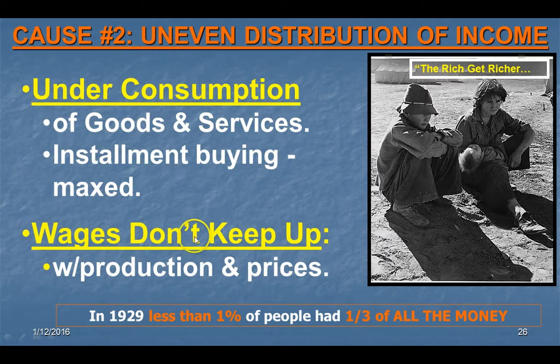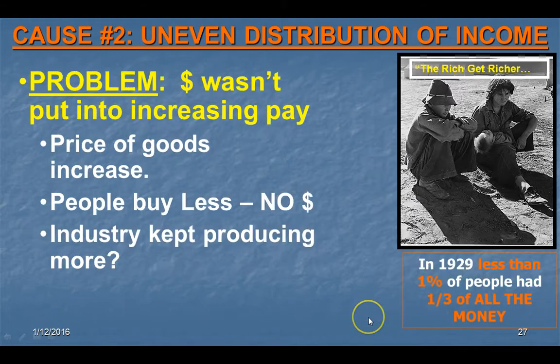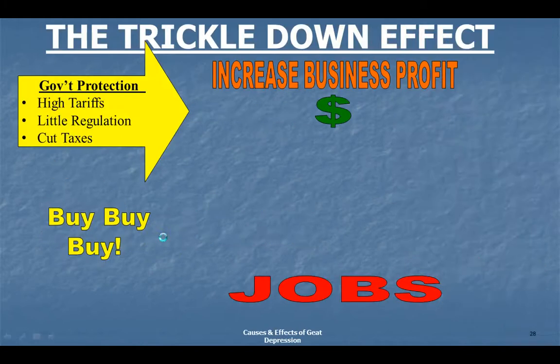But businesses and industry keep purchasing, keep buying and producing and producing and producing, and it just hits a wall. All right, and again, key emphasis that only a really small portion of the population, 1% of the people, had about a third of all the money in the country at that time. And so money wasn't being put into an increase in pay, it was being put into production. And the price of goods was increasing because of this false demand, because of installment buying, and people eventually buy less, there's no money to repay it back, and this is a problem.